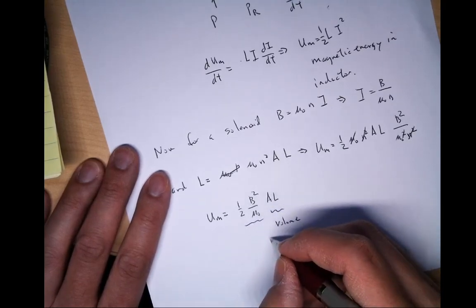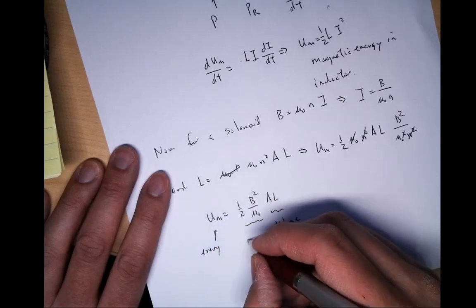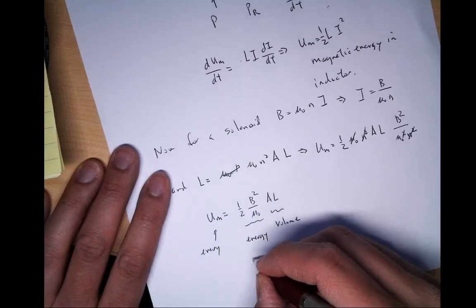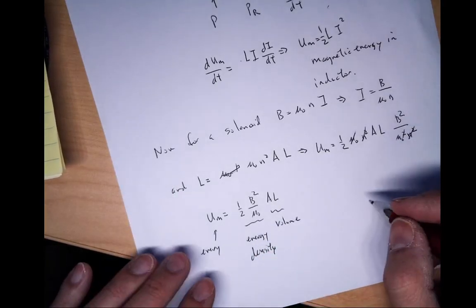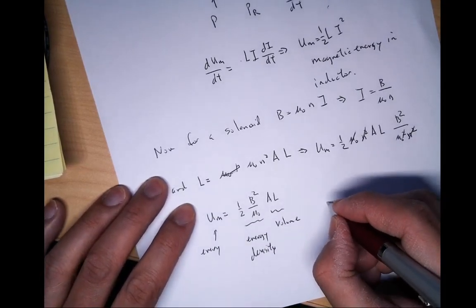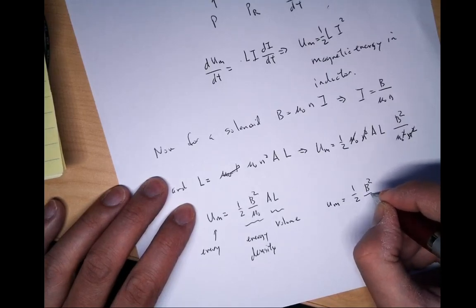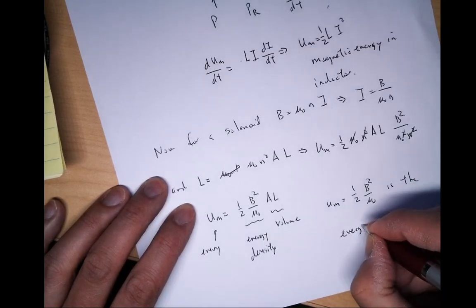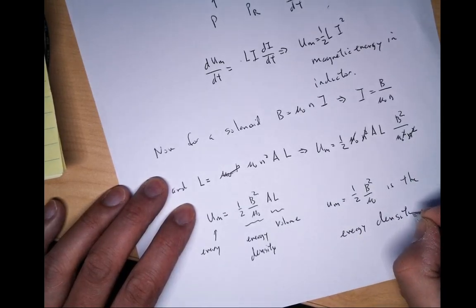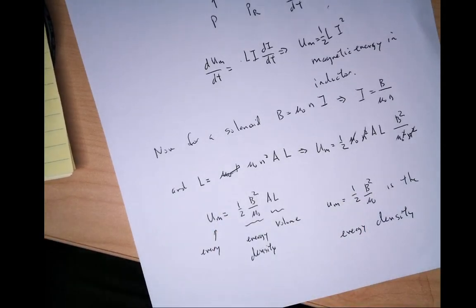And this thing here is the total energy. And so this is the energy density, right? Because any density times the volume is the total. So little u_m, 1/2 B squared over mu 0, is the energy density, compared to big U, which is the total magnetic energy. Okay, and that's it for now.